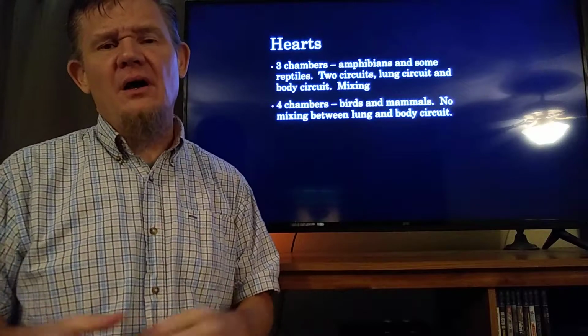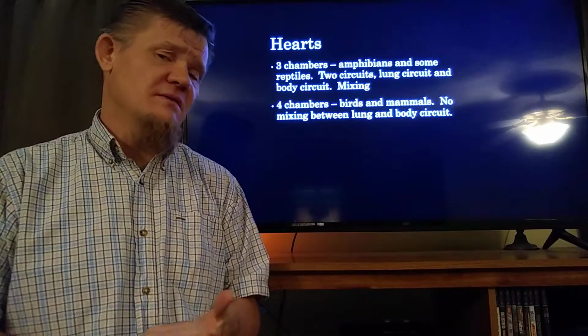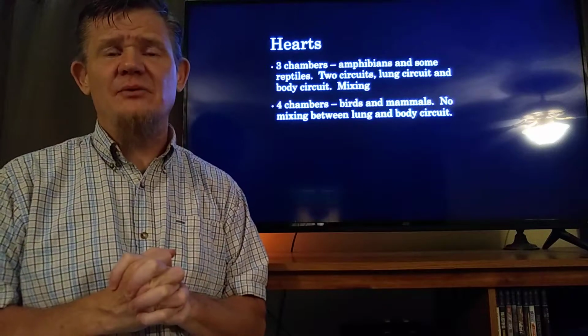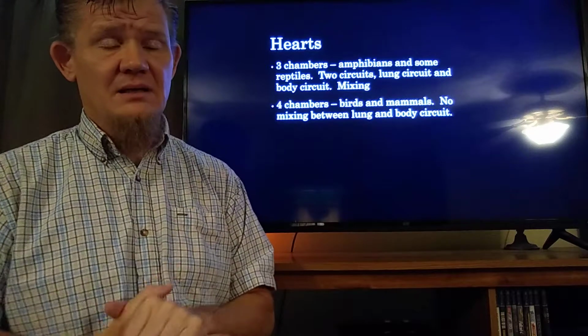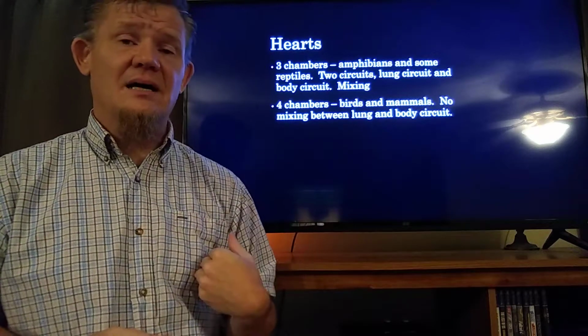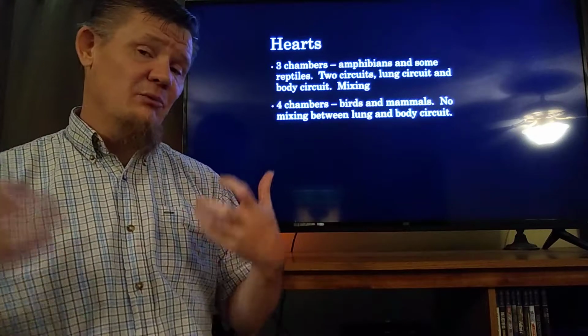We move on from a 3-chamber heart to a 4-chamber heart, and the 4-chamber heart is the most efficient. A 4-chamber heart is what birds and mammals have. There are 2 ways in and 2 ways out, and there's no mixing between oxygenated and deoxygenated blood. And what this does is it makes the heart way more efficient.